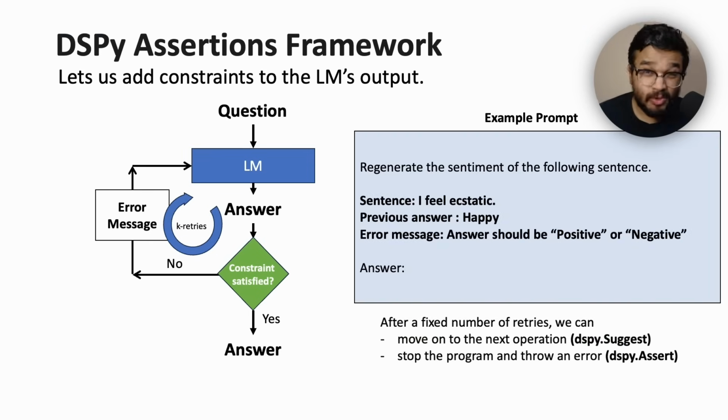The main difference between suggest and assert is that after some retries, if our condition is still failing, we would basically halt the program right there if you're using assert, and if you're using suggest, we will let the program flow to the next step. Assert literally stops the program in its tracks, and suggest just nudges the LLM to output the right thing, and if it doesn't, it just continues the rest of the downstream tasks anyway.